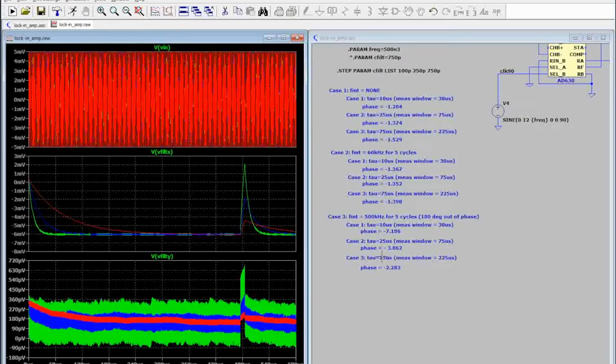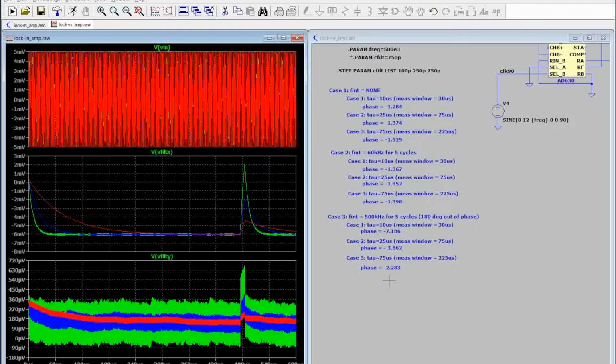So now if you look at the data that you get after the measurement, for the shortest time constant, the phase becomes measured as minus 7.186 degrees as opposed to being 1.284. For case 2, it's minus 3.862, and for case 3, we have minus 2.283, which is just 0.7 degrees away from the non-disturbed case. So the effect of filtering time constant is very important in lock-in amplifiers, and depending on the kind of noise you expect to see, you should adjust the filter time constant appropriately to get the best accuracy versus the settling time.